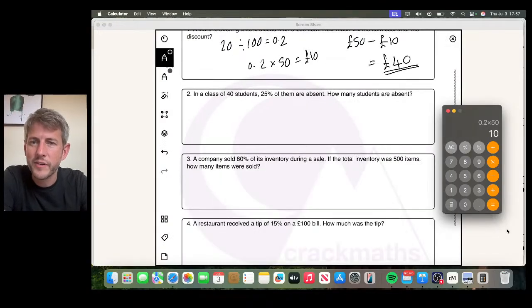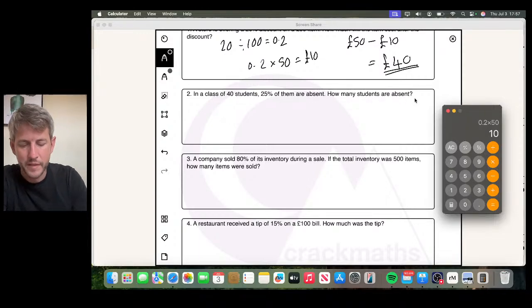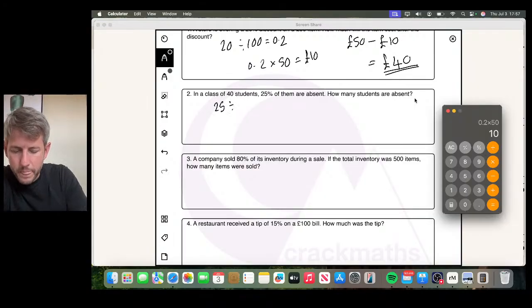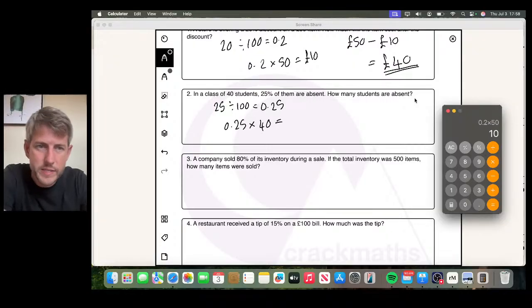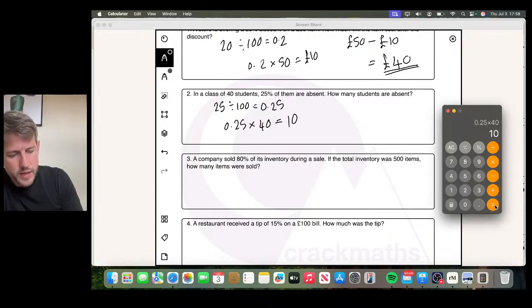Let's have a look at this next one, and it says, in a class of 40 students, 25% of them are absent. How many students are absent? So 25% are absent, so we need to find 25% of 40. So we'll do 25 divided by 100 equals 0.25. 0.25 times 40 will give us 25% of 40. So 0.25 times 40 equals 10. There we go. So how many students are absent? 10 students.